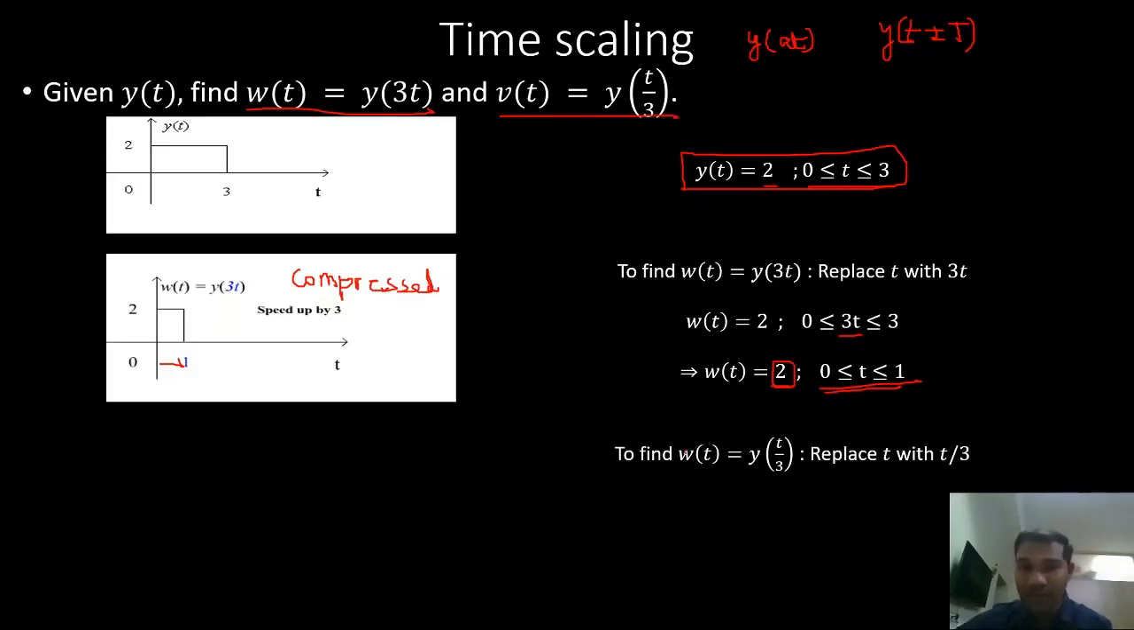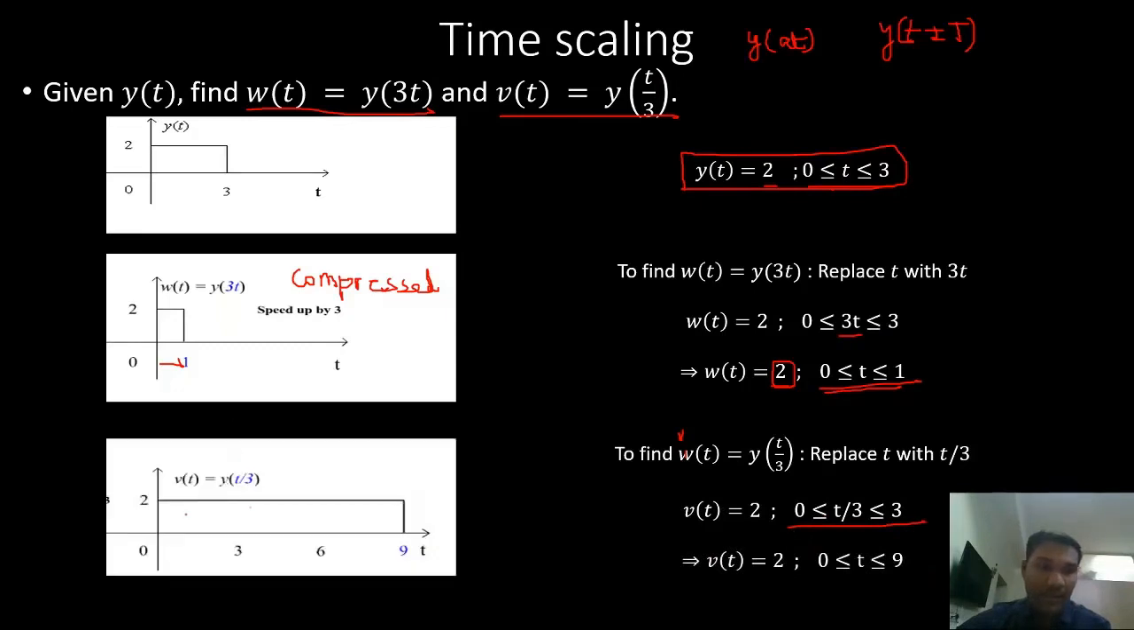Now we'll find the next v of t. Sorry, this must be v of t. So v of t is equal to y of t divided by 3. So wherever there is t in the original signal, we'll replace it by t divided by 3. And now let us simplify this inequality. So I'll multiply by 3 for this whole thing.